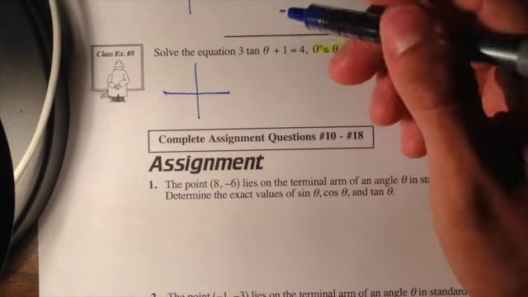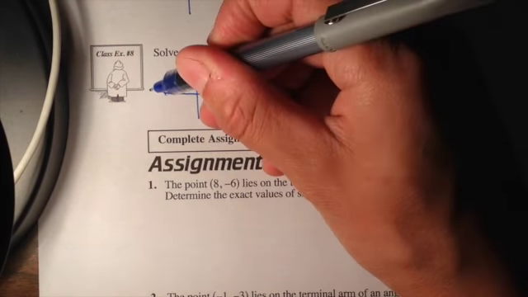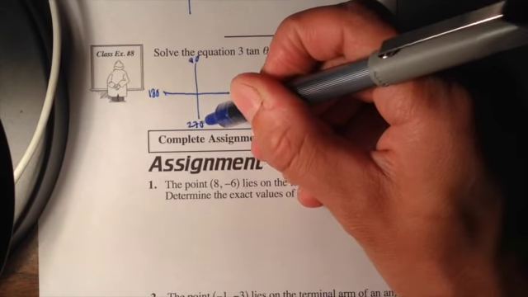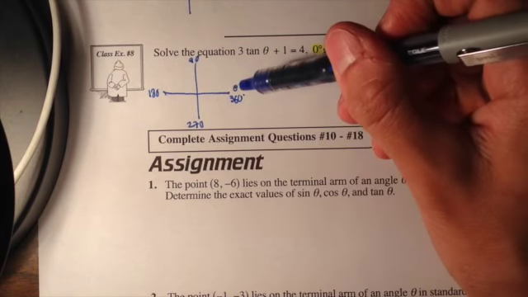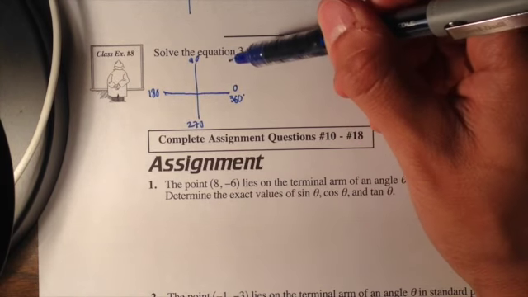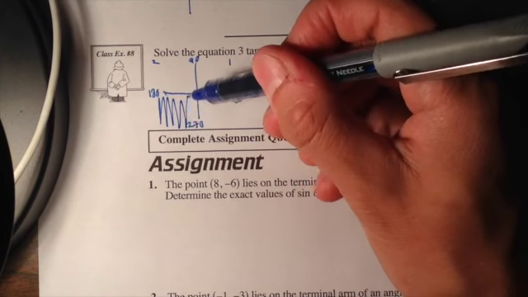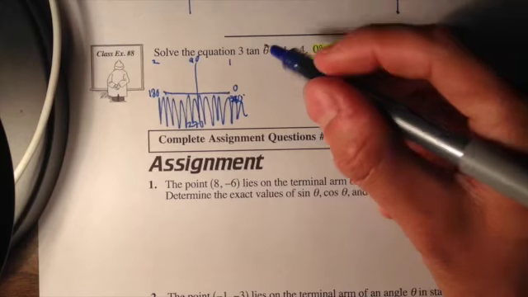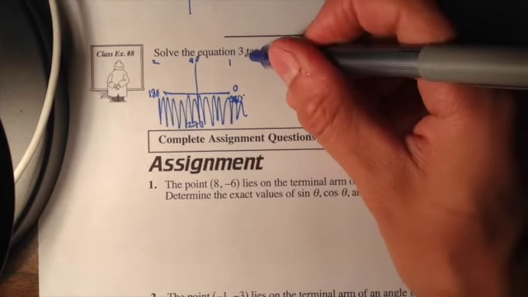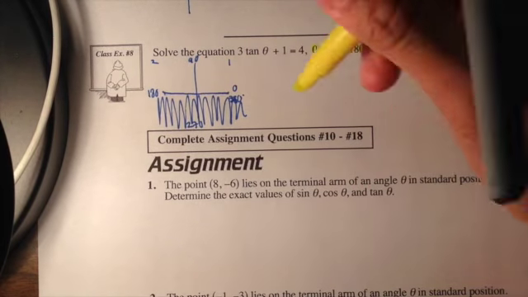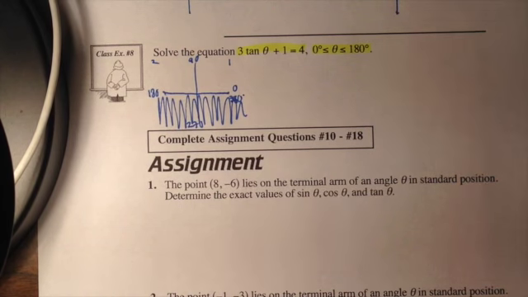If I draw a quadrant and I have 0 degrees, 90, 180, 270, and 360 degrees, I know that 0 to 180 degrees only covers quads 1 and 2. Okay, so we can ignore this whole bottom part of our graph. So before we start and find out where this is going to be, we have to solve this part of the equation as well. And that was 3 tan theta plus 1 is equal to 4.